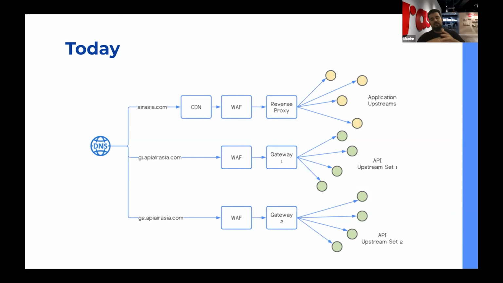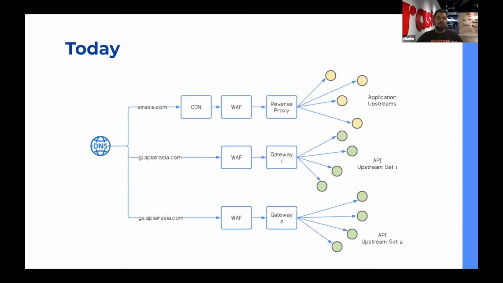CDN, WAF, reverse proxy. If I start with an API gateway, it's like WAF and then gateway. What is the exact point here that we can really replace with something else? And that something else can start pointing to applications as well as API paths. And the major pointer here is that for your consumers, nothing should change. If anyone is using g1.apirasia.com, for them, it should remain that way. It should not change. Nothing should be changed there.